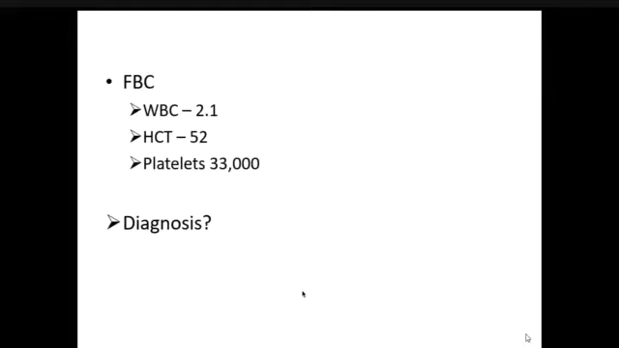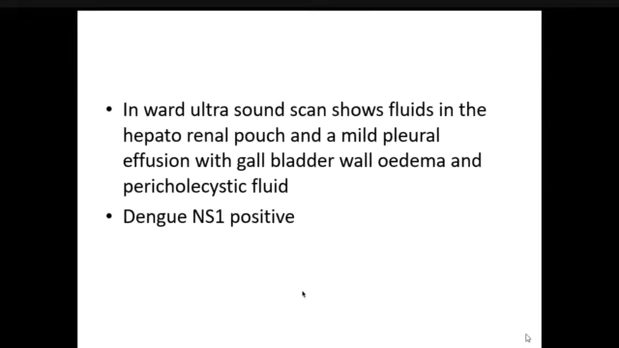So the diagnosis is DHF. Dengue NS1 antigen may or may not be positive here, so that's not that important. But the most important things are the PCV and the platelet count, and you can do an ultrasound scan if you have one. So it showed free fluid in the hepatorenal pouch and mild pleural effusion with gallbladder wall edema, right? This patient's NS1 was positive, right? So ultimately, you have to manage this as dengue, DHF, right?